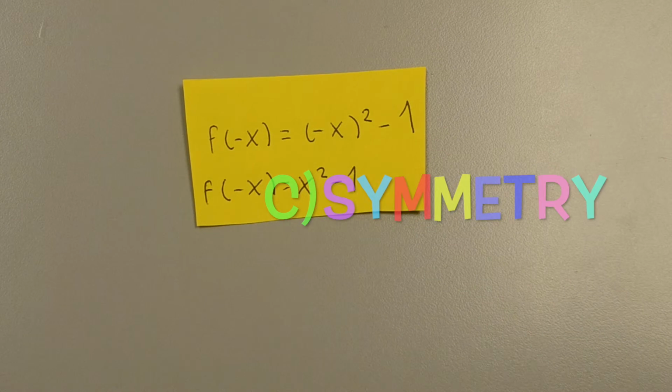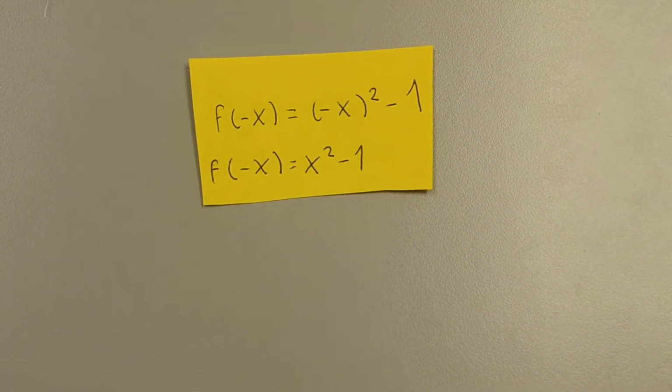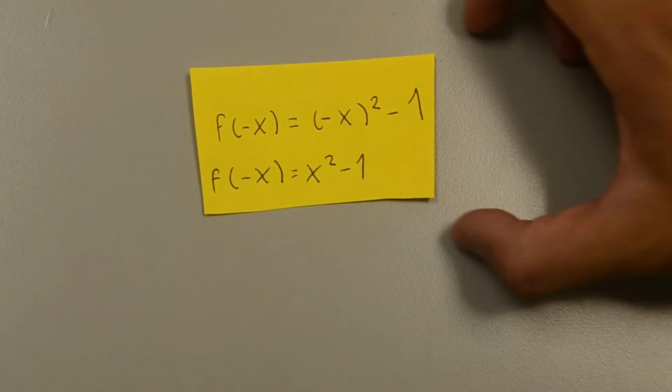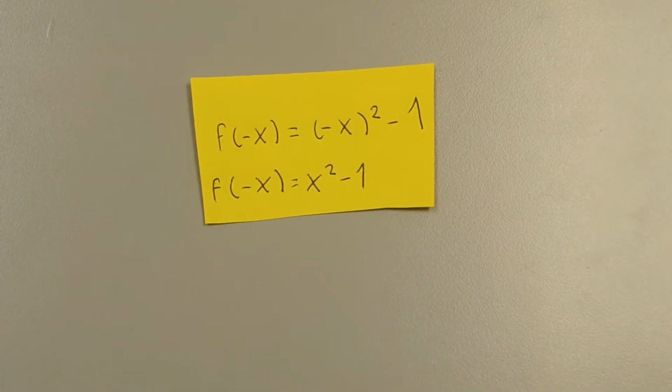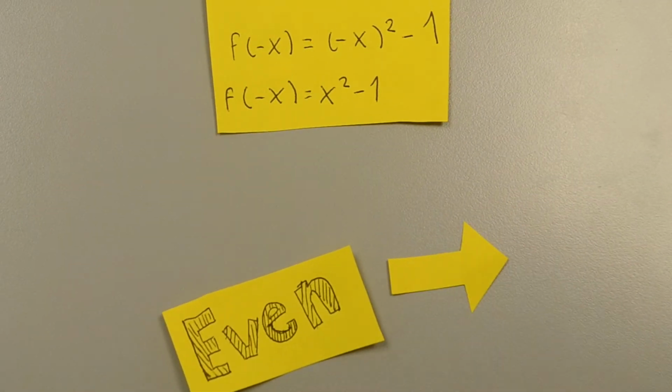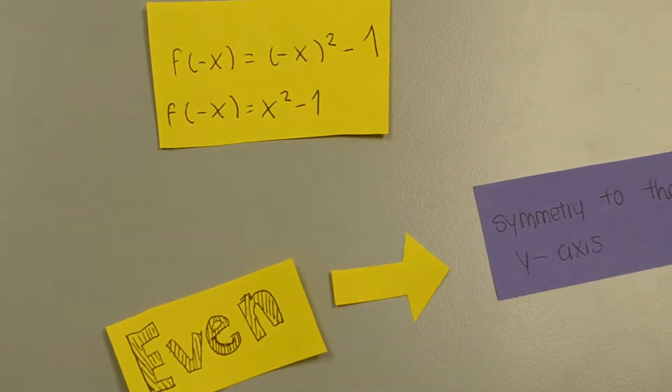To obtain the symmetry of the function, we need to substitute the x by minus x. Then our result got x squared minus 1, which is even, because even means that the symmetry is to the y-axis.